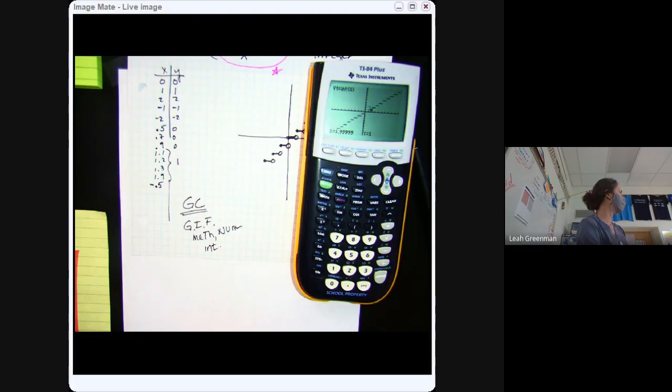So one more function that we could define as a piecewise function. And that sort of sums up our piecewise units or lessons.